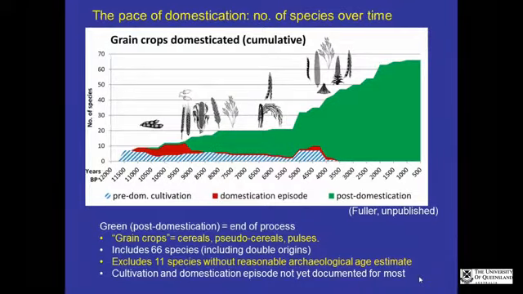Okay, so changing gears. So thinking about pace of domestication, right? We can look at the domestication of individual crops, how long it takes them to change. But how can we look at this globally? Can we look at this globally?